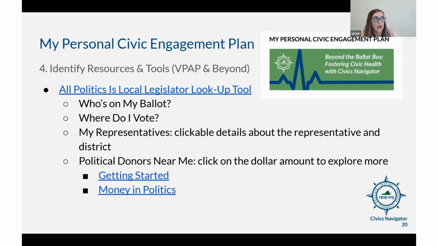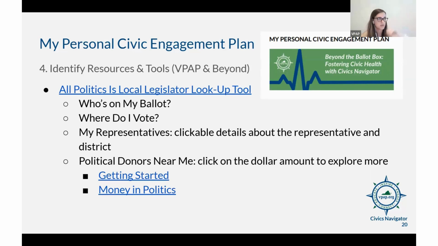All right. So with that framework in mind, some tools and resources that I know will be helpful for achieving many of the goals that you can imagine related to civics education. I'll start with this, and I think this is the single most important resource that VPAP provides because it impacts everyone. And that's our All Politics is Local legislator lookup tool. So it's on our homepage.